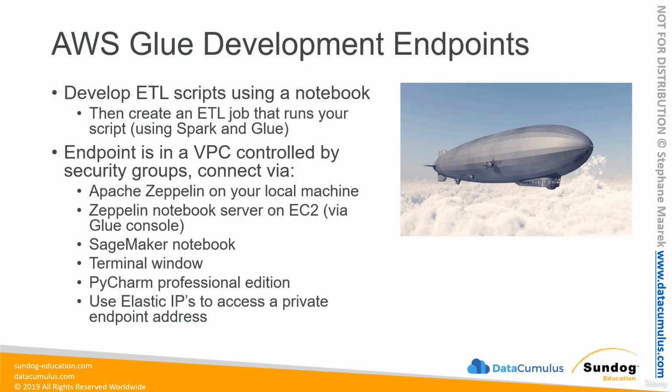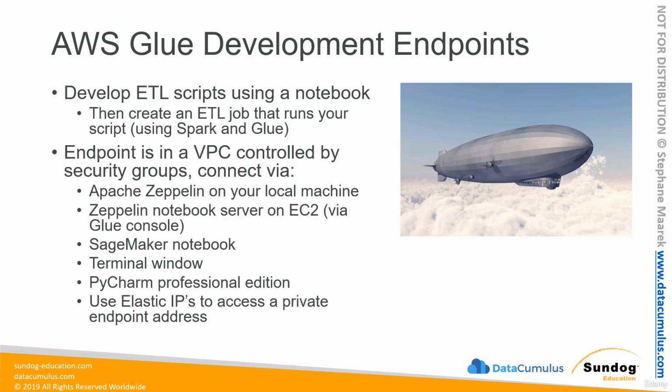One way of doing that would be using Apache Zeppelin on your local machine, which is an open source environment for running notebooks, or you could run a Zeppelin notebook server on EC2 using the Glue console. You could also use a SageMaker notebook to develop your ETL scripts using Glue development endpoints. So if you're using SageMaker to do some machine learning work, you can use the SageMaker notebook environment as well to integrate your ETL into part of that notebook too. You can also just use a terminal window that's connected to that endpoint instance. And again, as long as you're using SSH with the appropriate keys, just like you would with any other EC2 instance, that can work too.